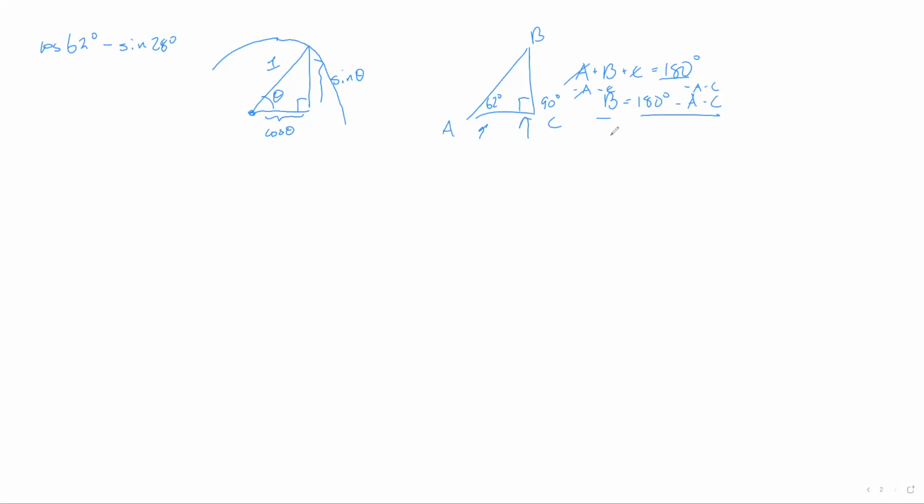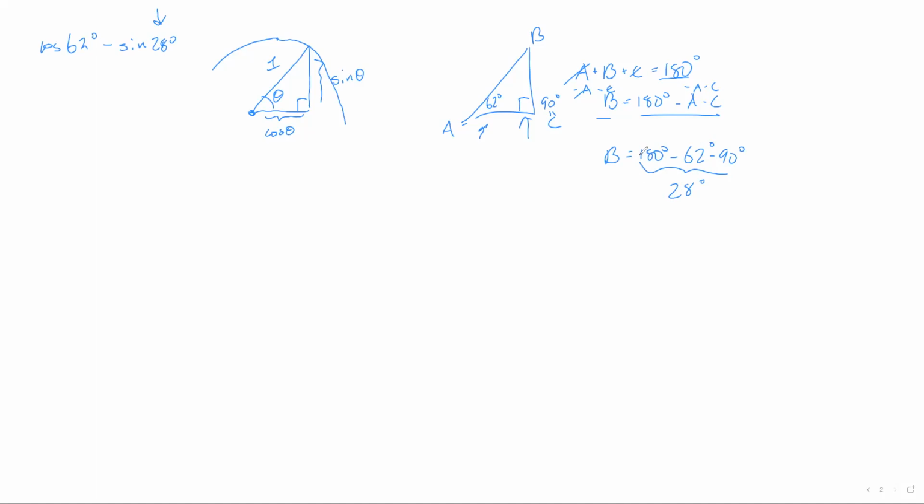Yes. Okay, sweet. And now we can just plug in everything. We know what A and C are. A is equal to 62, C is equal to 90, B is equal to 180 degrees minus 62 minus 90. And I'm pretty sure if you punch this into a calculator, you'll end up getting precisely 28, which is the same thing here.